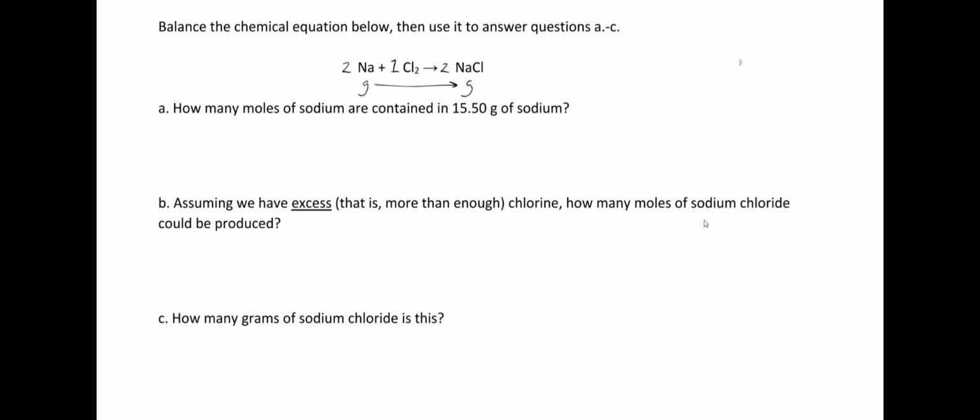Why is that? Well, if we look on the periodic table, sodium has a molar mass of 22.99 grams per mole. Sodium chloride, we can just calculate, because sodium is 22.99 plus chlorine is 35.45. You can go to the periodic table to verify that. To give us a total of 58.44 grams per mole.